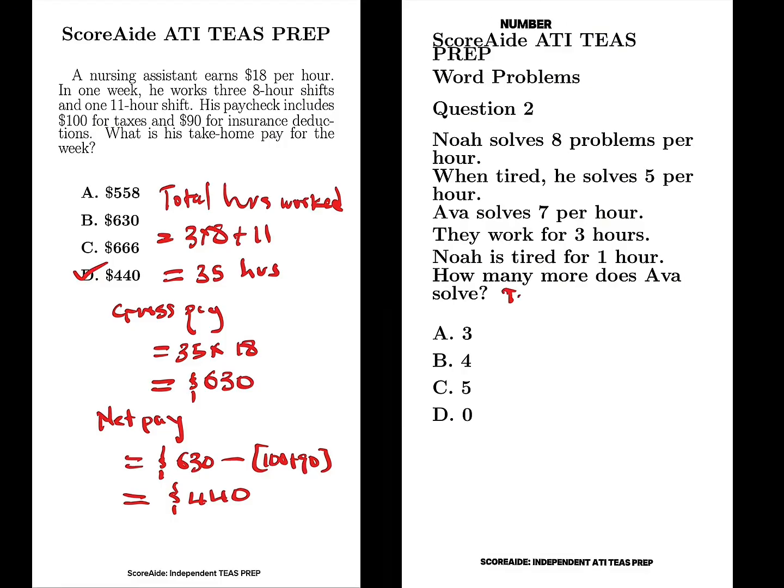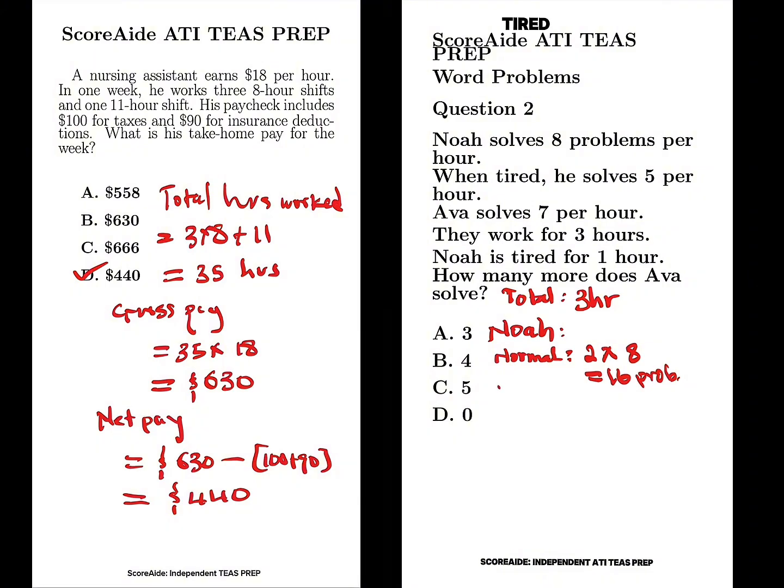So the total number of hours we're dealing with is 3 hours, right? Now let's address Noah. Normal hours will be 2 because he was tired for 1 hour. So the normal would be 2 times the rate at which he worked normally, which is 8. So this is going to be 16 problems that he solved, right? 16 problems solved.